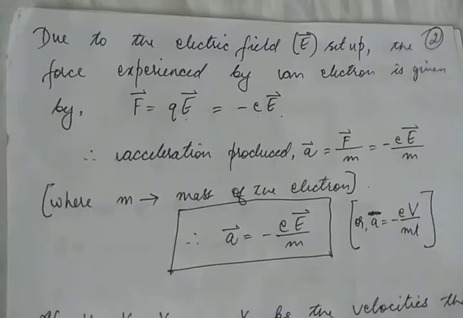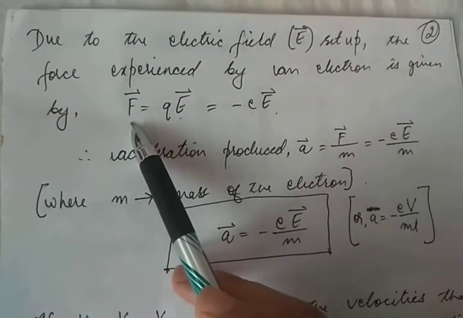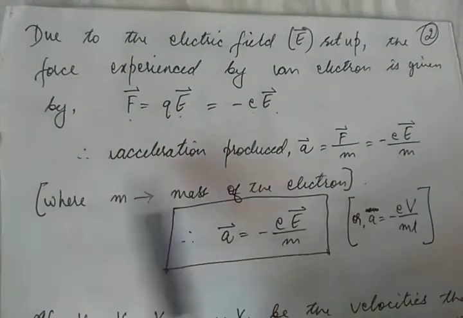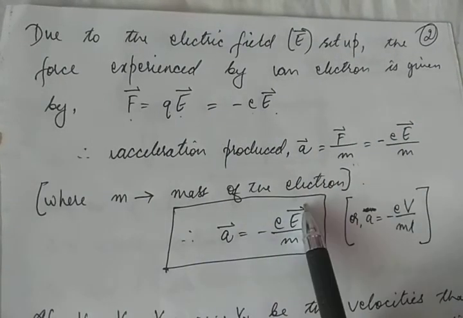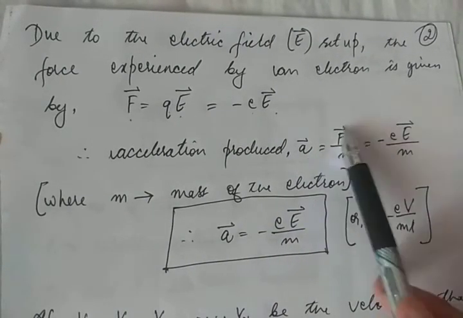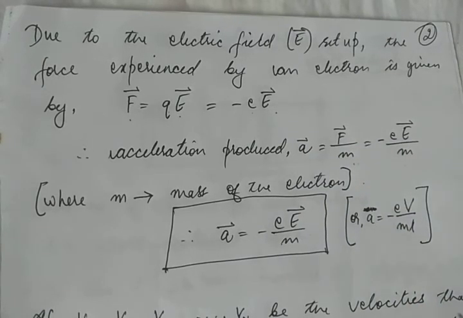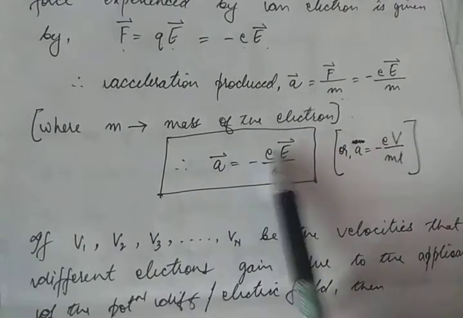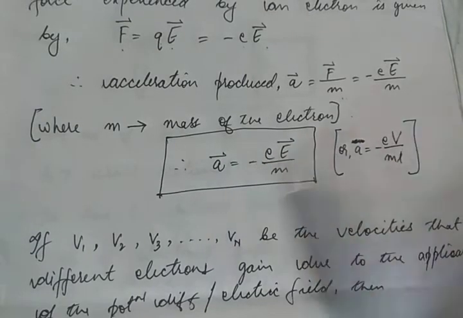Now we know from Newton's law of motion that whenever a force is experienced by a body, it accelerates. So the acceleration produced, a, is force upon m, where m is the mass of the electron, don't forget. So acceleration is F by m, which is equal to minus eE by small m. So that is what I've written here, a is minus eE by small m. Of course, we can do away with this minus sign also, don't forget.